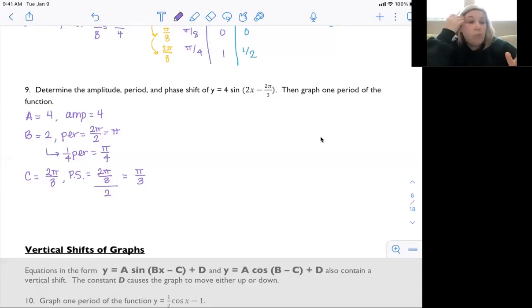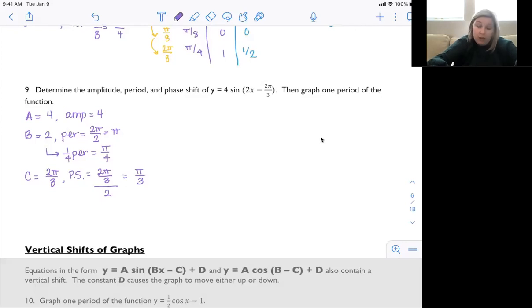All right. Here's what you should have. A is 4, so the amplitude is 4. B is 2, so that gives us a period of 1 pi and a quarter period of pi fourths. C is equal to, remember to take the opposite here, C is equal to positive 2 pi thirds. So the phase shift is 2 pi thirds divided by 2, which is just 1 pi third. So those are all of the pieces.